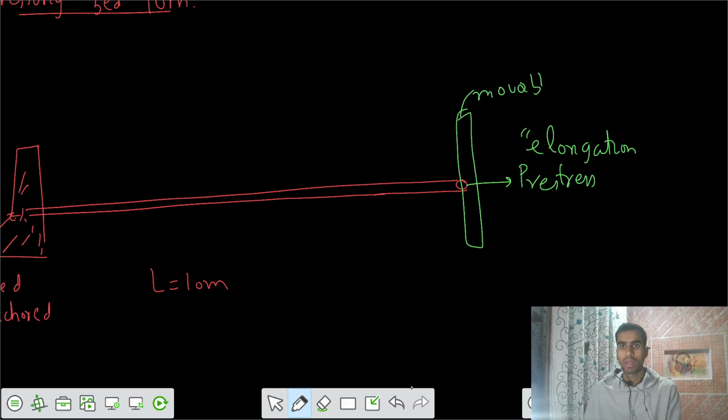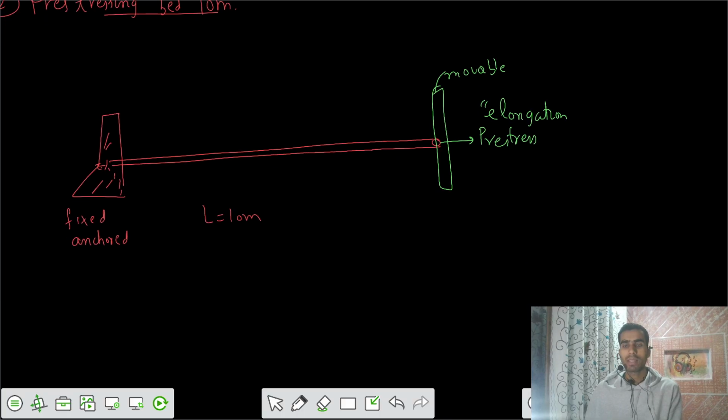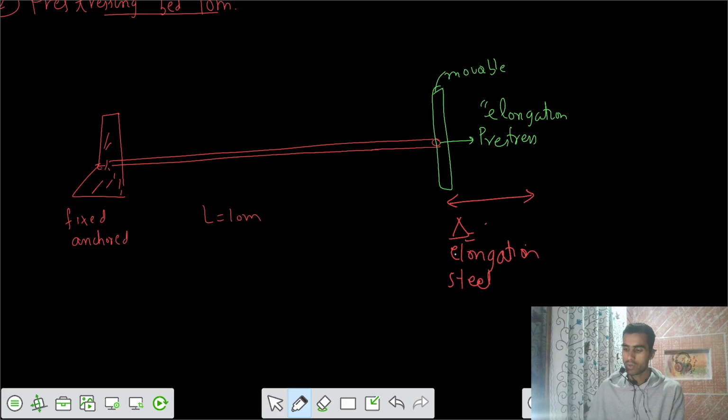This side is movable. That means once you apply that P force, you are applying some force, and because of that some stress is developed in the steel wires. Let's say the elongation in the steel wire, this delta, is the elongation because of the force applied. This is equal to 20 millimeters.